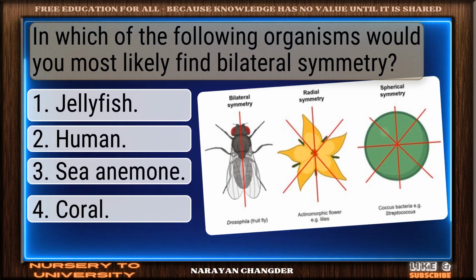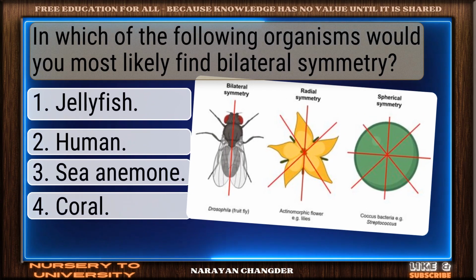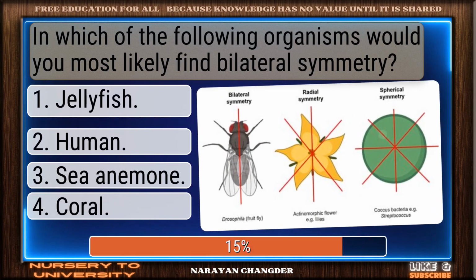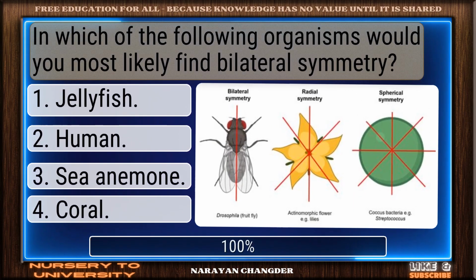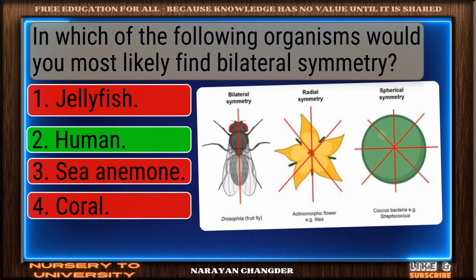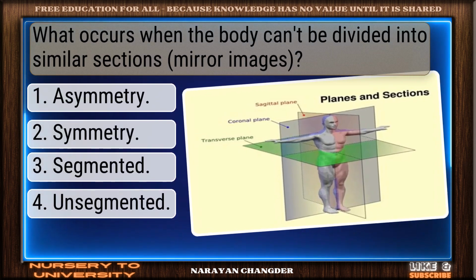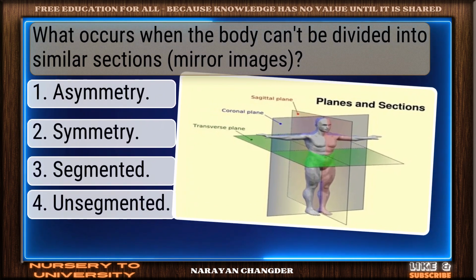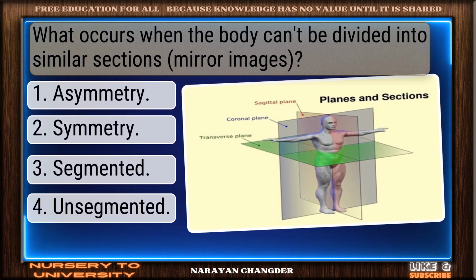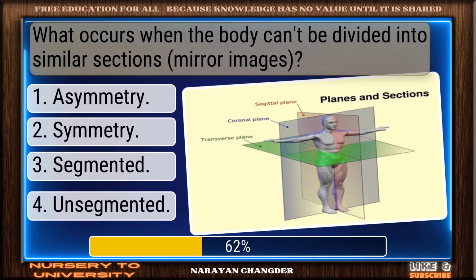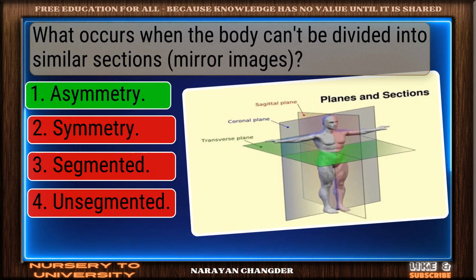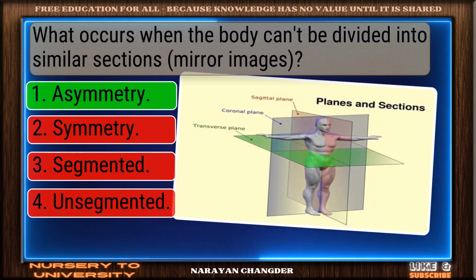In which of the following organisms would you most likely find bilateral symmetry? Excellent choice. Human is the right answer. What occurs when the body can't be divided into similar sections? Good job. Your answer asymmetry works well here.